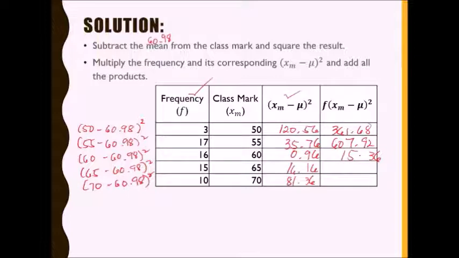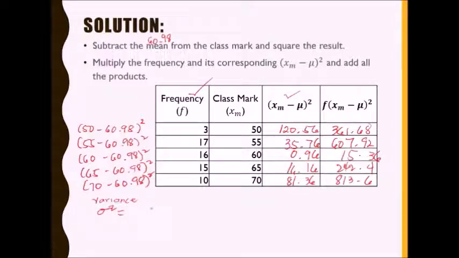So 242.4, then 813.6. Okay, now, for us to solve for the variance, the symbol for the population variance is omega, I think, omega squared. I'm not sure. Okay, so this symbol, omega squared.